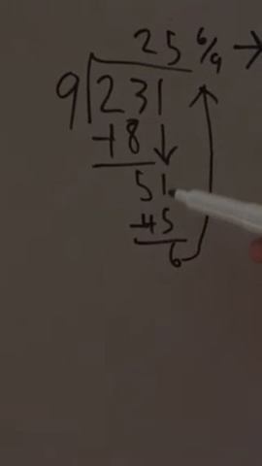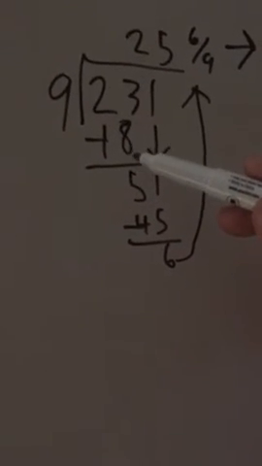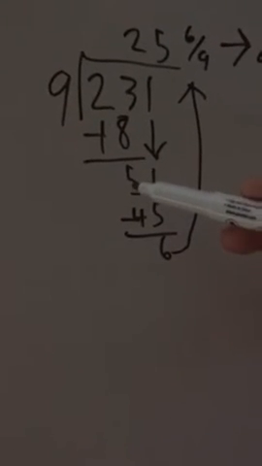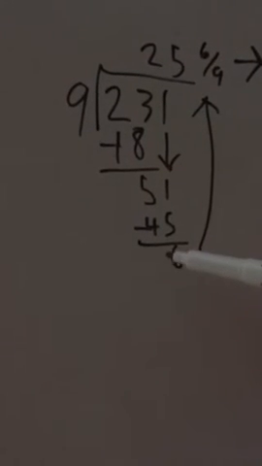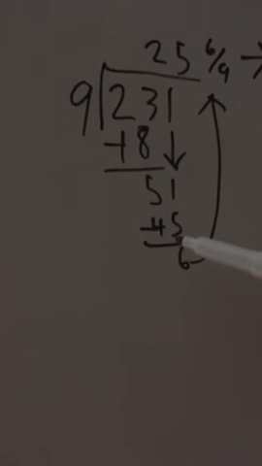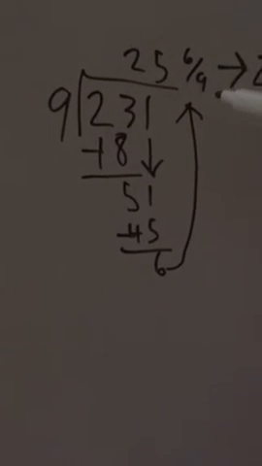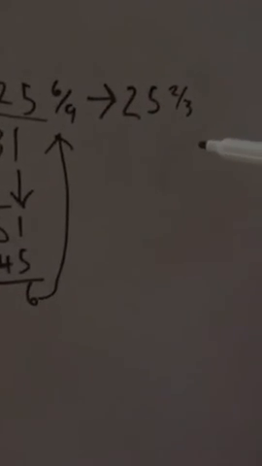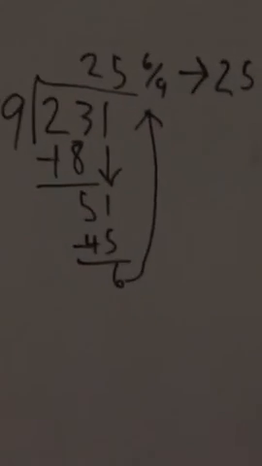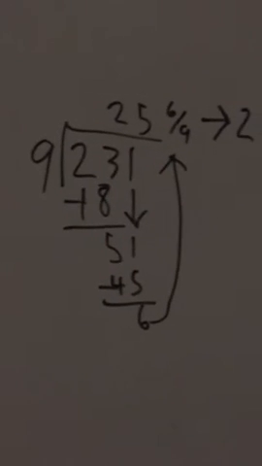We pull down the 1. So how many times does 9 go into 51? So 5 times, which is 45. Subtract 51 minus 45 equals 6. Then we take the 6 up there, that's the remainder of 6 over the divisor, which is 6/9. So we have 25 and 6/9 equals 25 and 2/3. There you have it.